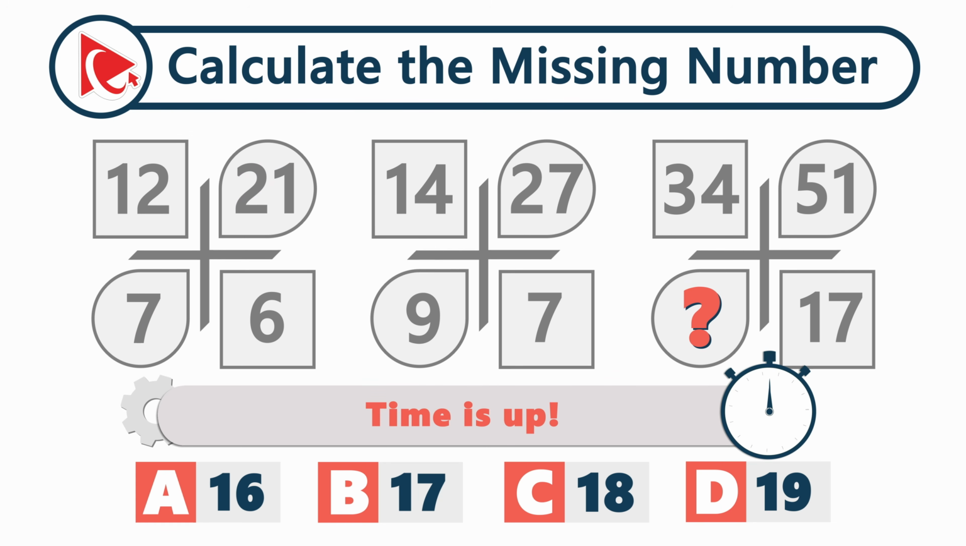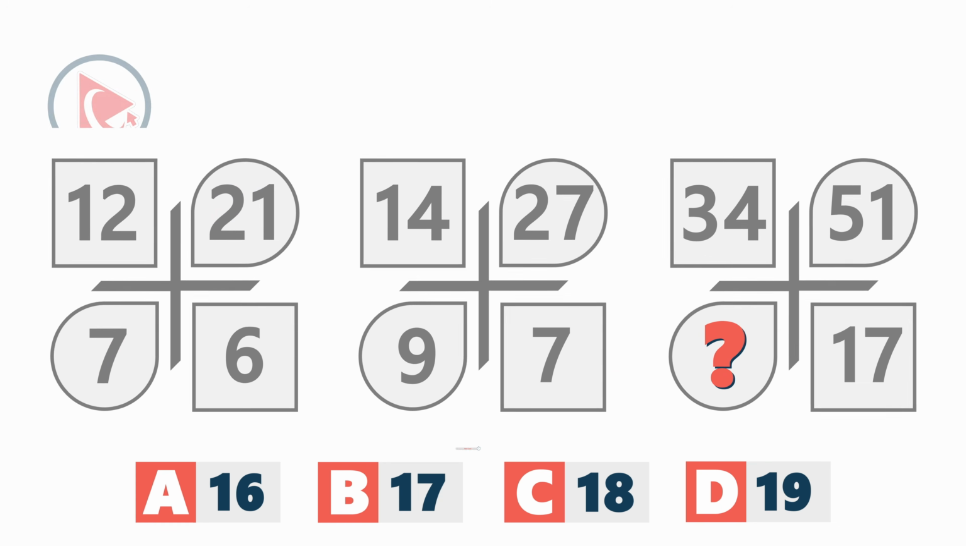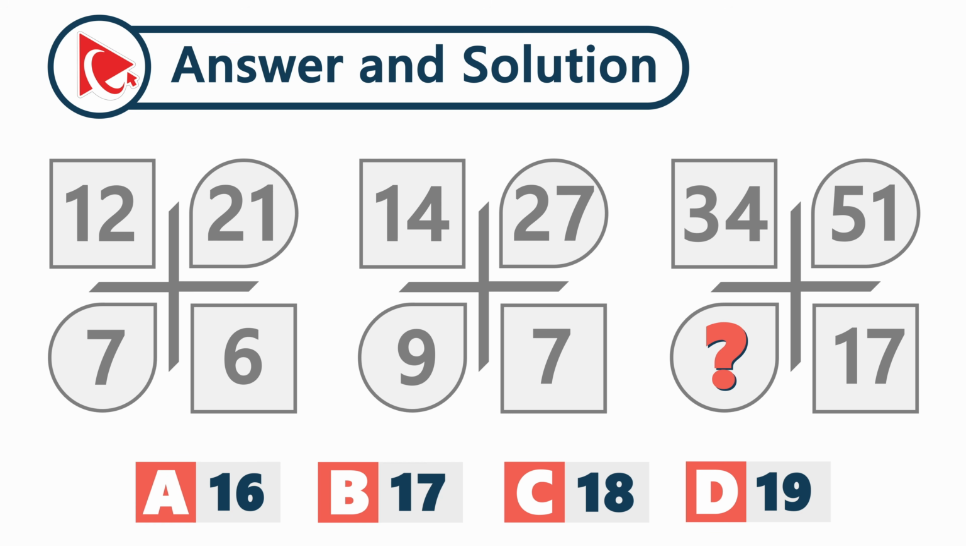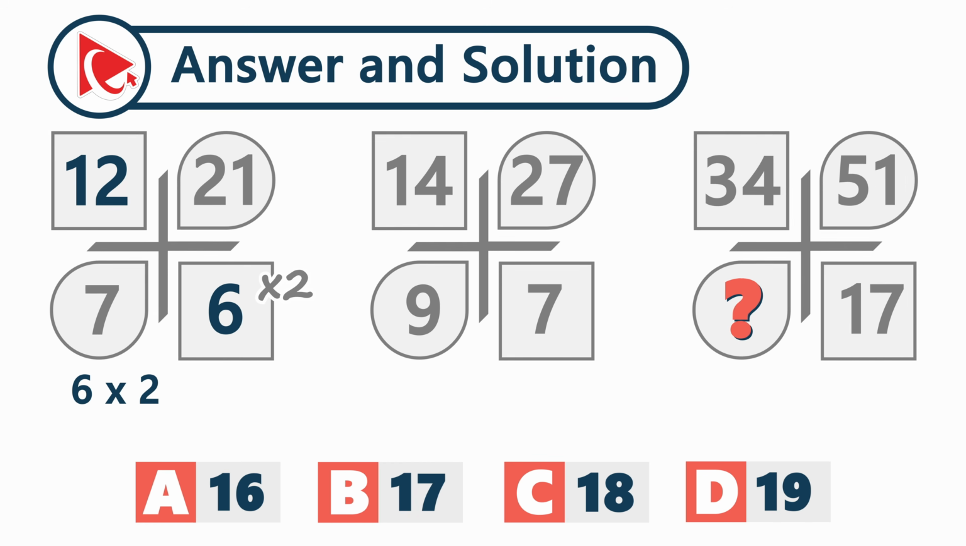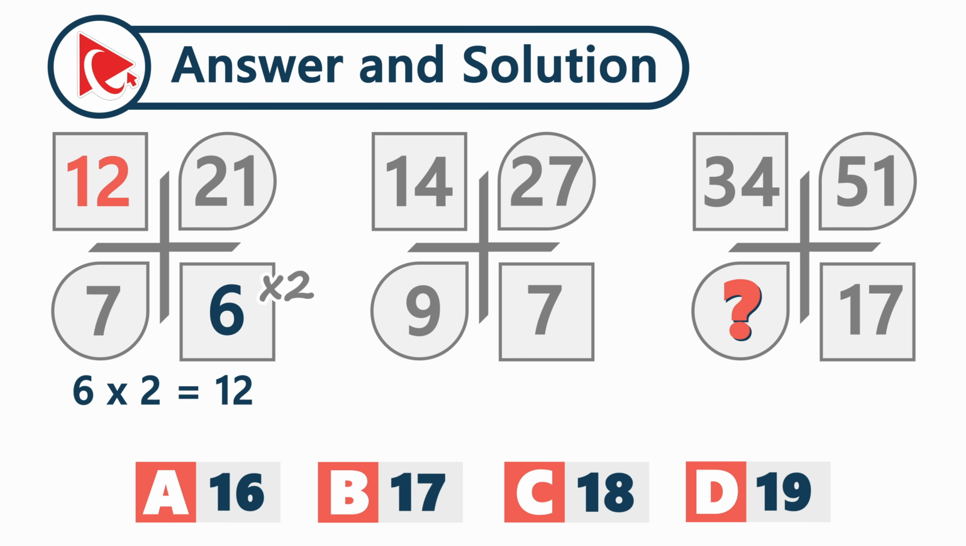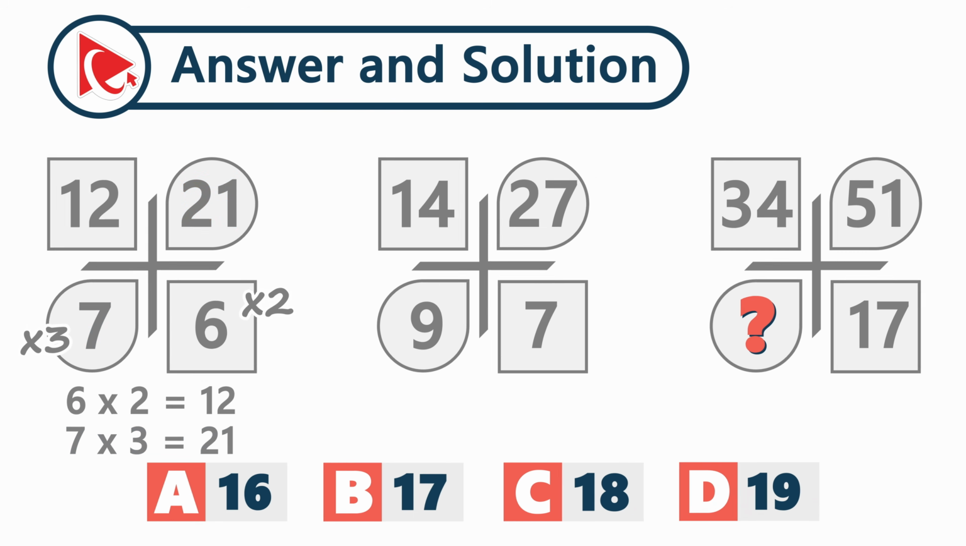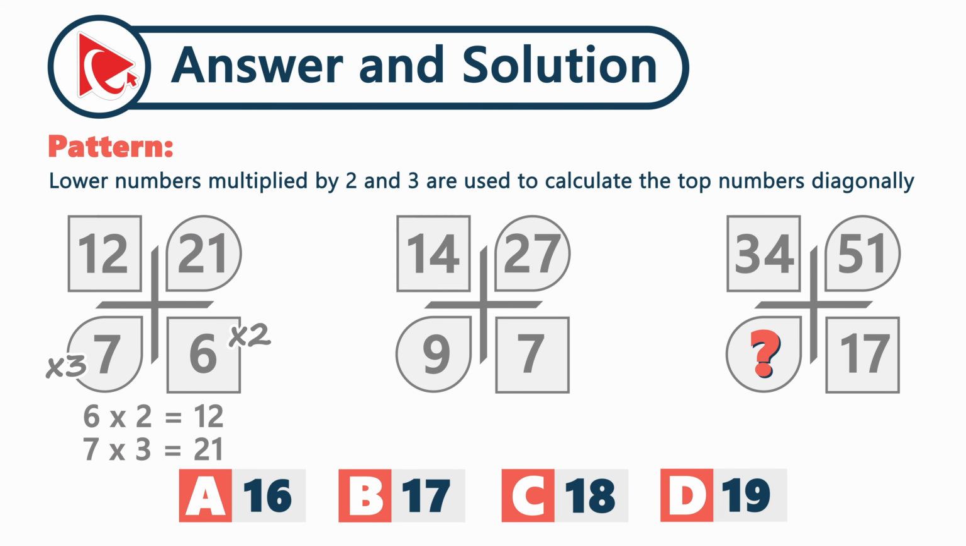Time's up. Are you ready with your answer? I hope you are, since the pattern here cannot be any simpler. Take a close look at numbers diagonally. 6 multiplied by 2 equals 12, and 7 multiplied by 3 equals 21. In fact, lower numbers multiplied by 2 and 3 are used to calculate the top numbers diagonally.